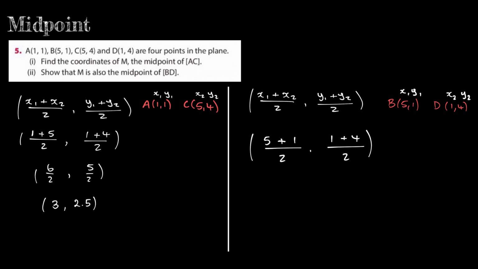Next step there is just to tidy all this up. So I'm going to tidy this up by pulling these together. So 5 plus 1 will give me 6. And 1 plus 4 will give me 5. So that gives me 6 over 2, comma, 5 over 2. And that will give me 3 and 2.5. So the midpoint for that line is 3 and 2.5.